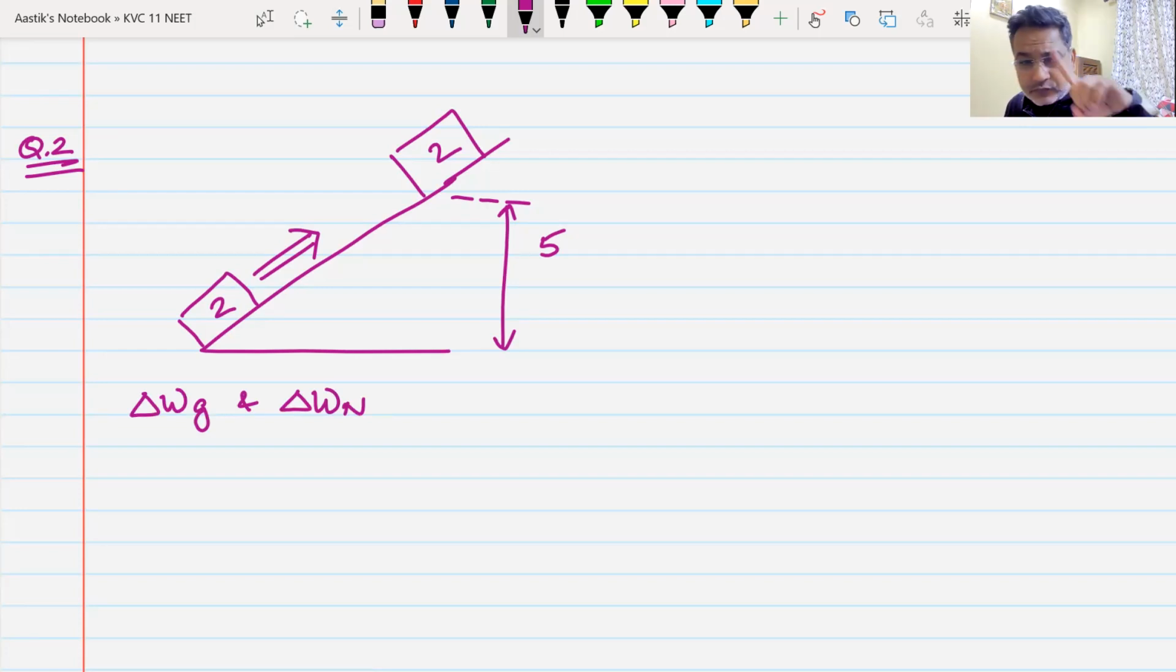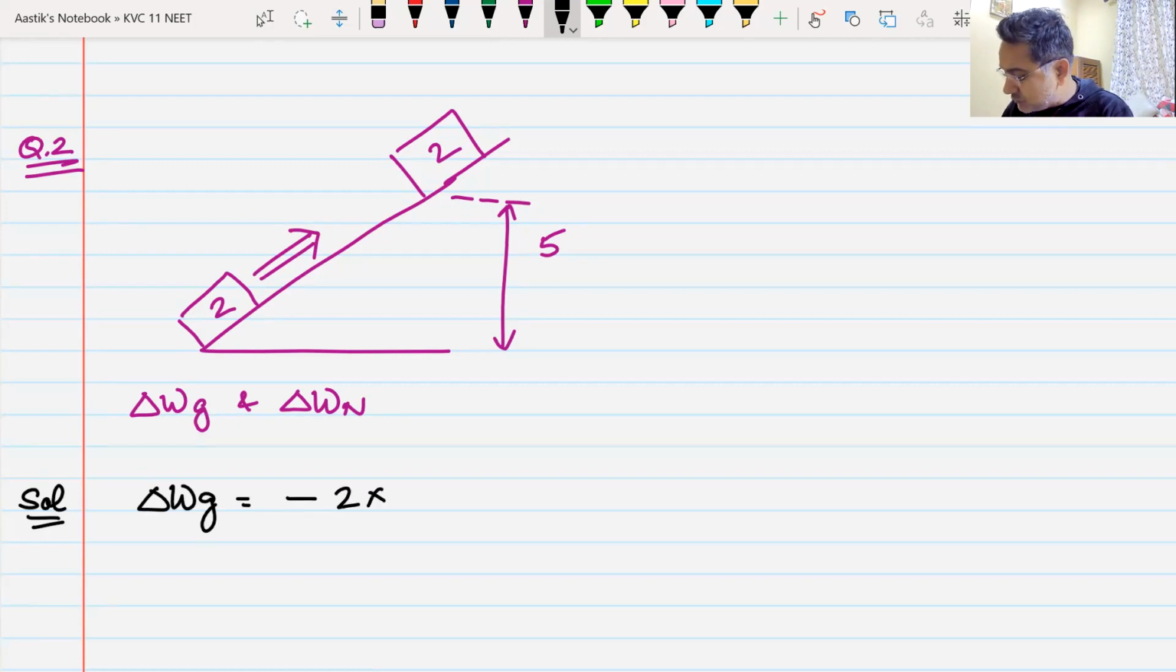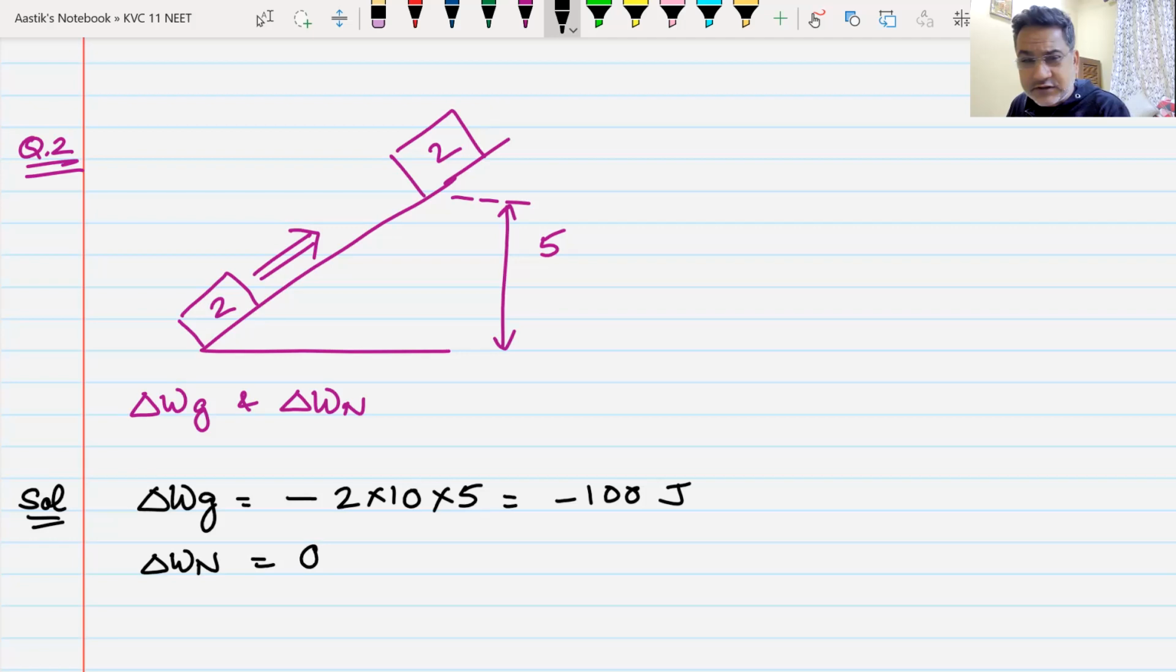Minus 100 joules. In this case, the body is moving upwards. The work done by gravity is negative. So minus m is 2, g is 10, and the height is 5. So it is minus 100 joules. The work done by normal reaction would be 0, because it is always perpendicular to the displacement.